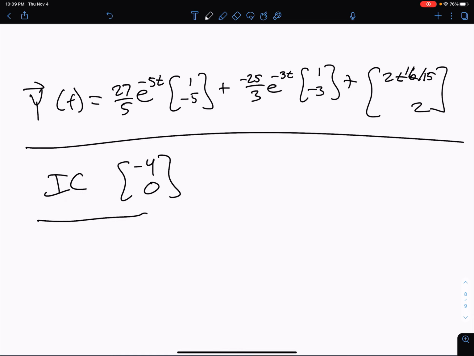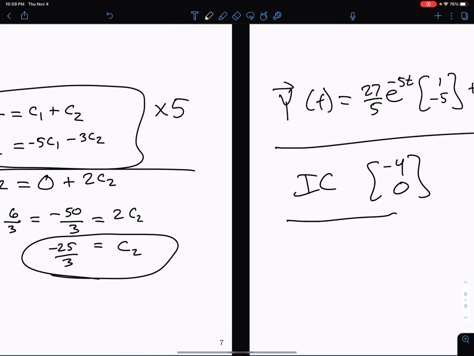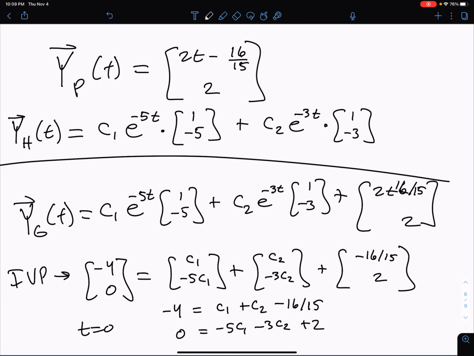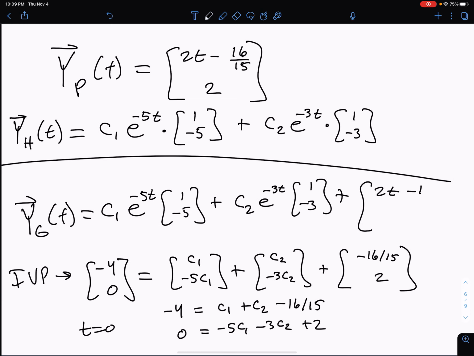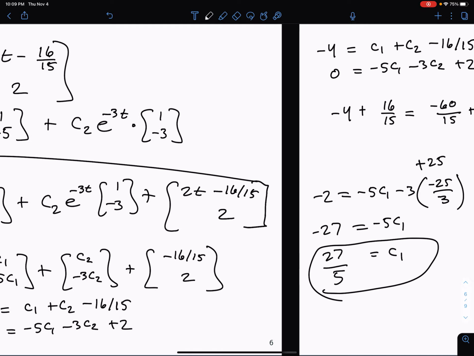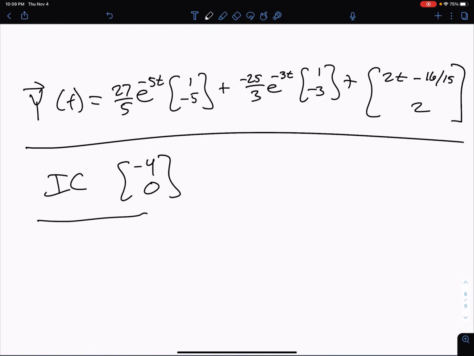And that will, oh, this looked a little bit messy here. 2t minus 16 over 15, I think, is what that was supposed to be. I don't know why it got compressed like that. Clean that up there. Okay, but that is my final answer for the solution to the initial value problem.